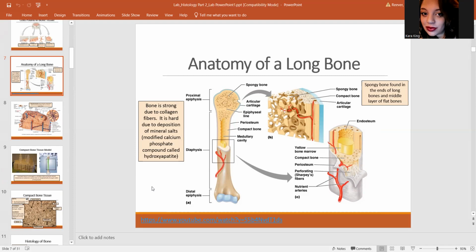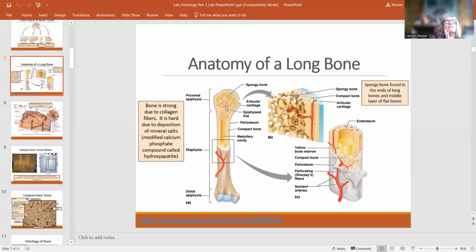The compact bone, you mean where it says compact bone, like in the middle there? Well, yeah, it's in the diaphysis, the shaft of the bone. So the compact bone is the mature bone that's fully formed and hardened. The spongy bone is kind of the ends.